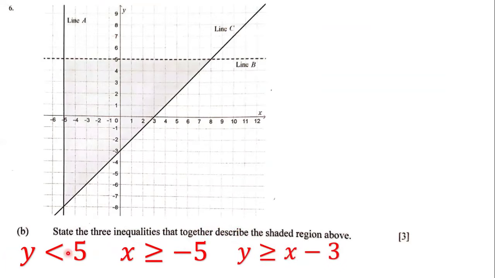So the three inequalities that together describe the shaded region are y is less than 5, x is greater than or equal to -5, and y is greater than or equal to x minus 3. Okay, so let's move on.